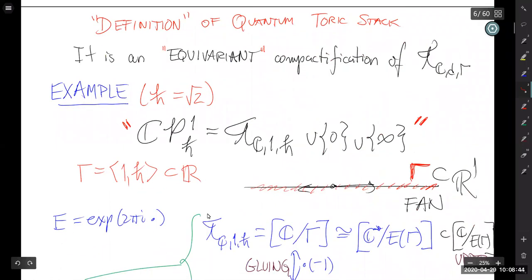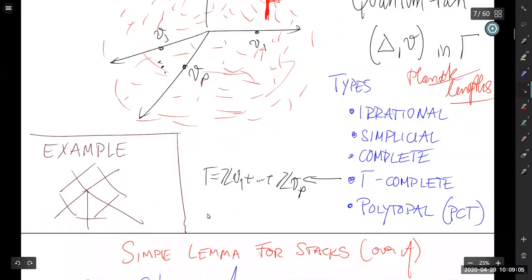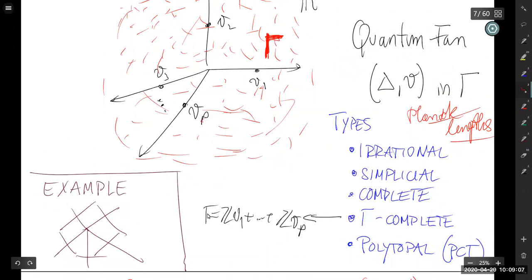A quantum fan was an ordinary fan, but it had this quantum lattice that you imagine is the leaf of the foliation going over and over and over. So it's often dense. In the non-commutative case, it is dense. In the quantum case, it is dense. So we get this quantum fan with this quantum lattice. And this quantum fan could have one of many properties.